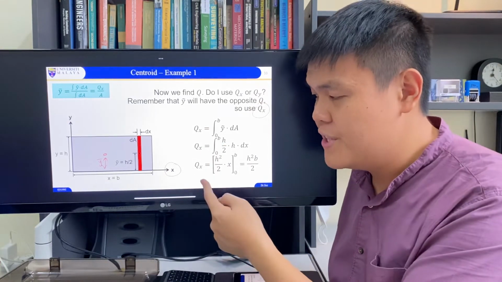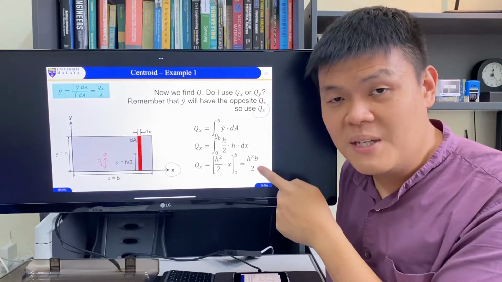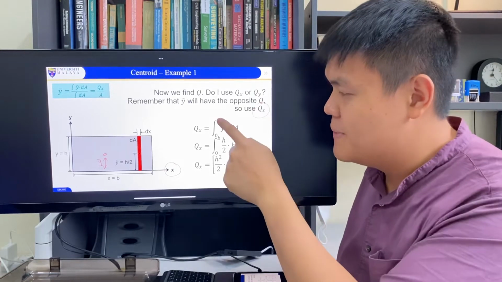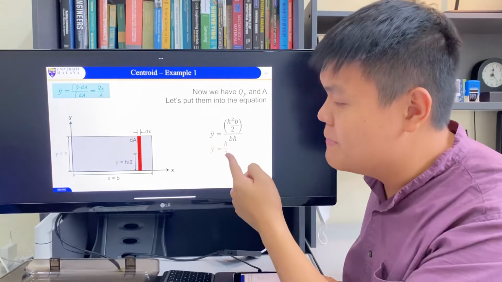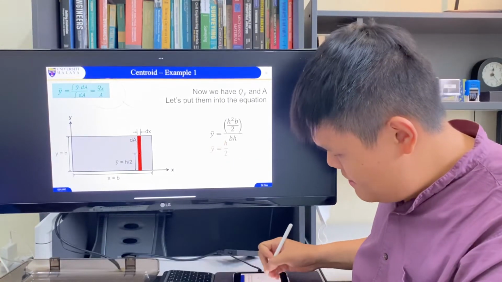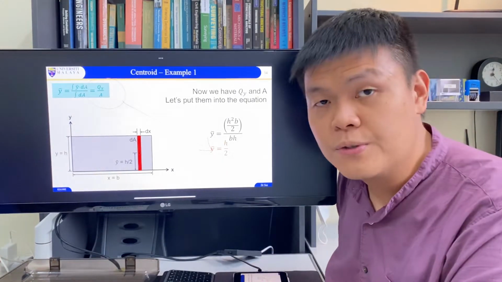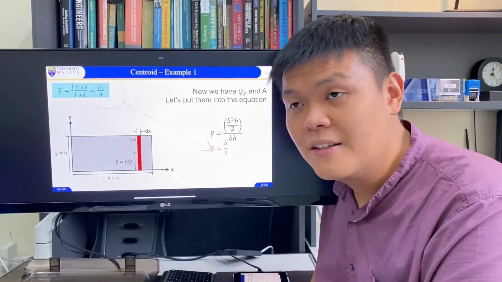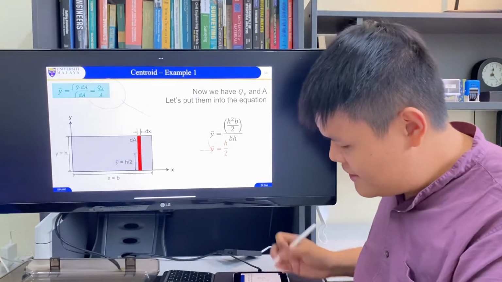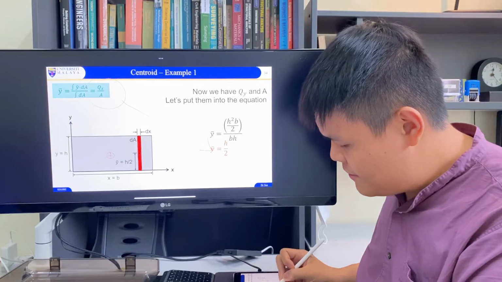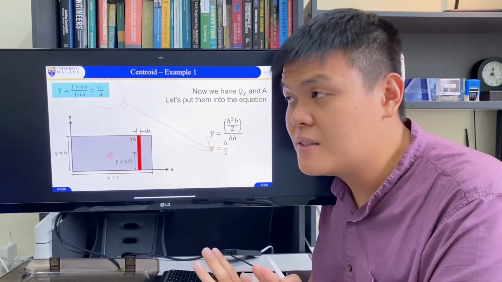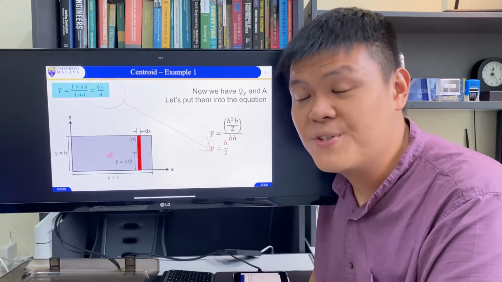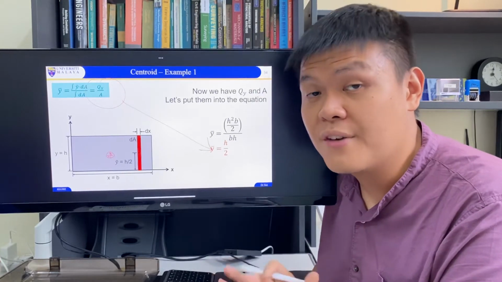Then when we do this, you get h squared b over 2. Remember the limits. Now we put them into the equation here. We will get h over 2, which visually, again, we know that for a rectangle, the centroid is going to be right in the middle here. So that's how we use first principles to derive the centroid.